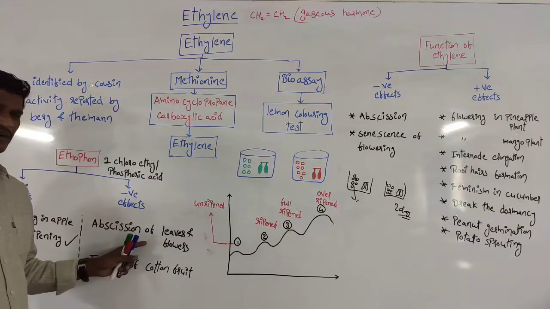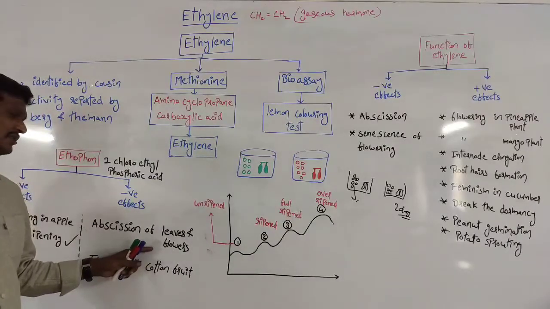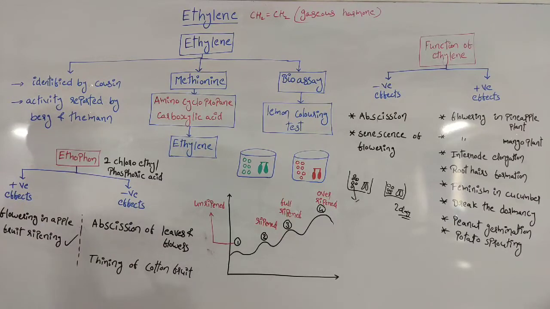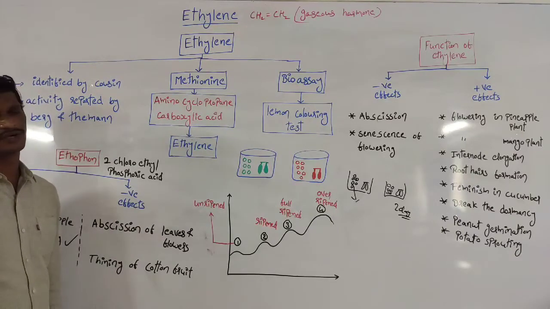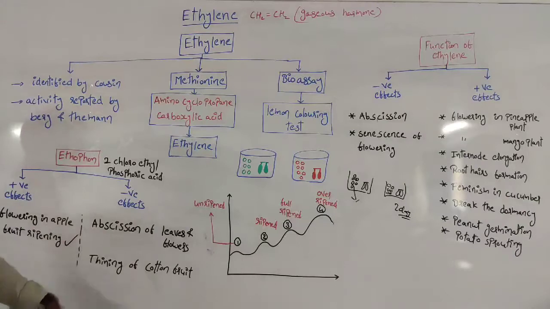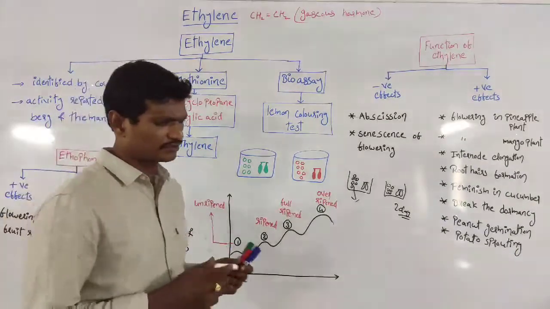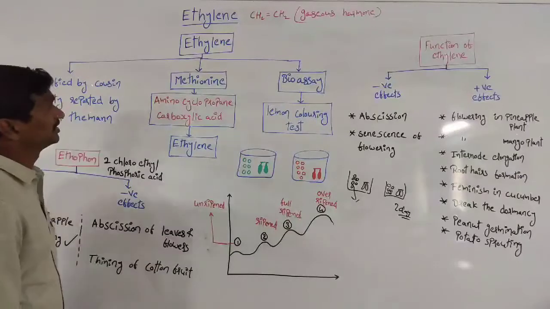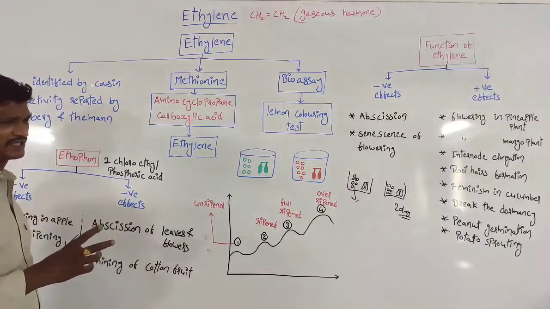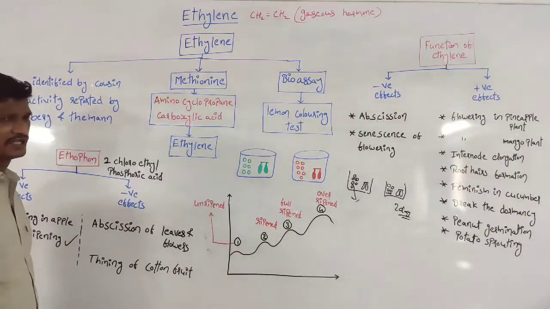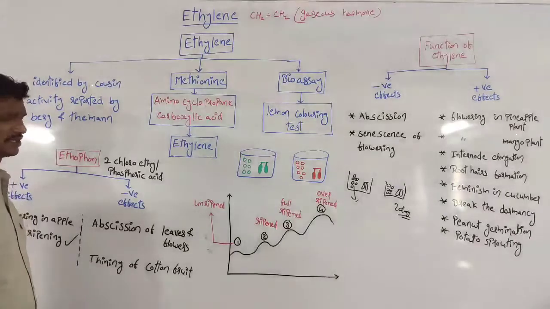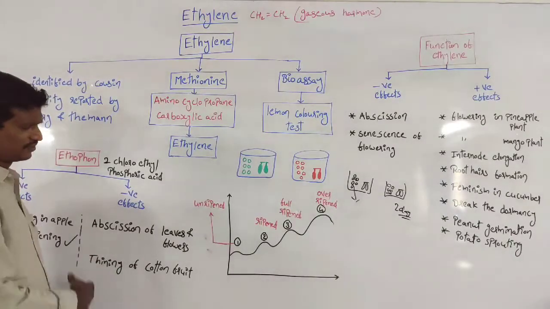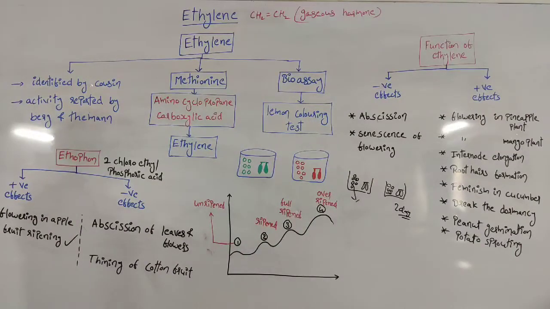And negative effects are there. Abscission of leaves and flowers. We know leaf fall-off and flower fall-off are majorly caused by ethylene also. See, abscisic acid is the major one, but ethylene is also one of the growth-inhibiting phytohormones. And the thinning of cotton fruit. See, the chemical value of cotton fruit always depends on the thickness of the cotton fruit. So when you spray the ethylene hormone, the thickness of the fruit is reduced. That is about the ethylene substance, positive and negative effects.